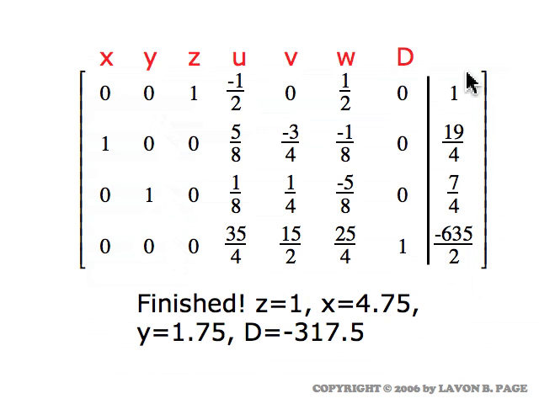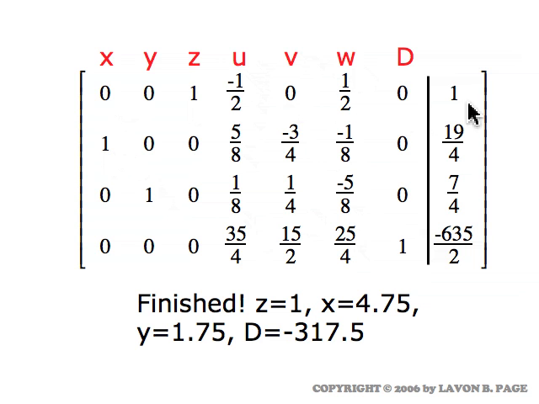And finally, we're done. We have no negative numbers in the far column, so we're still in the solution region, and we have no negatives down here in the bottom row, which means we are at the optimal solution. What is it? The U column, the V column, and the W column are all not in basic form, so they all get set equal to 0.